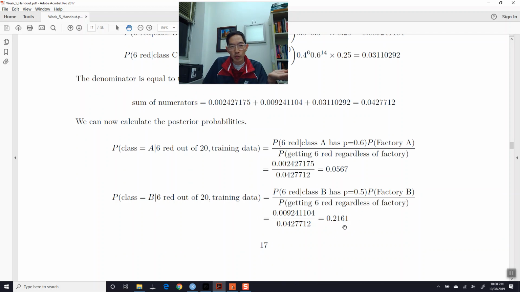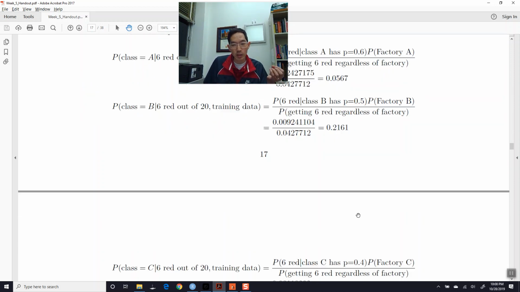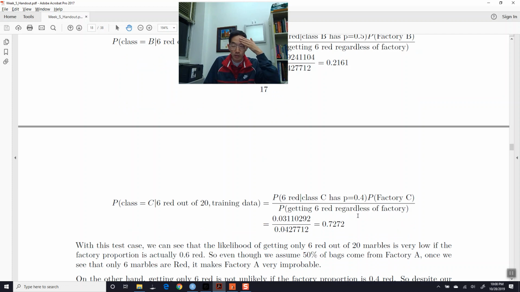Class B went from 25% down to around 21%, 22%, okay? So it said, you know, it's not super likely to happen. And then class C, which prior to looking at the data was only a 25% chance, now has a 72, 73% chance of being class C, because as far as the filling proportions go, factory C is the one that's most likely to only end up with 6 red out of 20 marbles, okay?